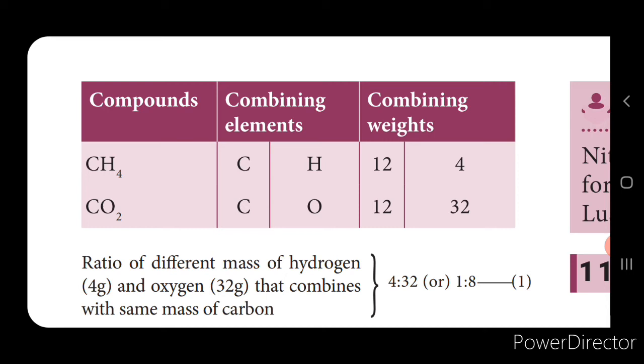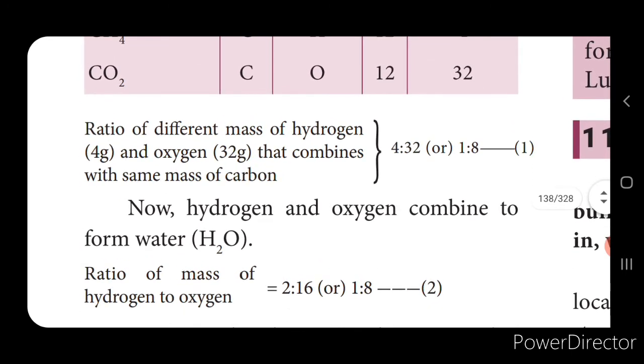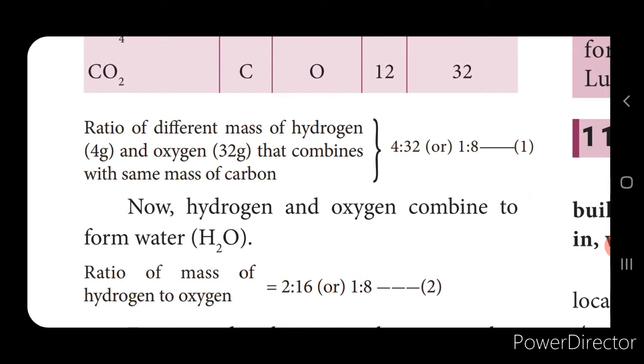Now I said that if these two elements that are combining with carbon combine together, they will form the water molecule, isn't it? Now I'll find out the ratio of the water molecule, that is the ratio of mass of hydrogen and oxygen. There are 2 hydrogen atoms, so 2 into 1 will become 2, and since 1 oxygen takes part, it is 16. So when you find the ratio, it is 2:16. When you simplify, it will become 1:8. Now if you compare these two ratios, they are the same.